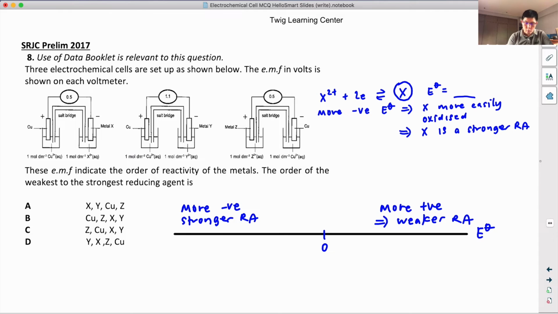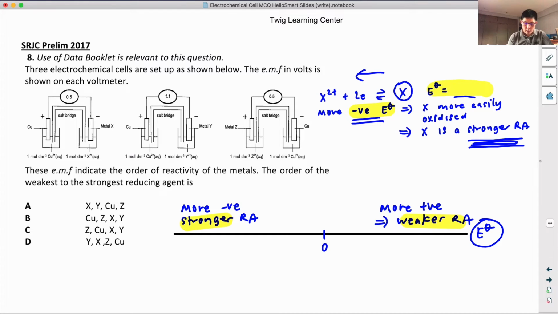So the more negative the E value, the more easily the metal can be oxidized. It is a stronger reducing agent. So we're going to look out for things like that. Remember, the more negative the value, the stronger the reducing agent, because it's more easily oxidized. I already drew a real number line here, and it represents the electropotential. The ones on the right hand side are the weaker reducing agents. The ones on the left hand side are the stronger reducing agents because they're more negative.